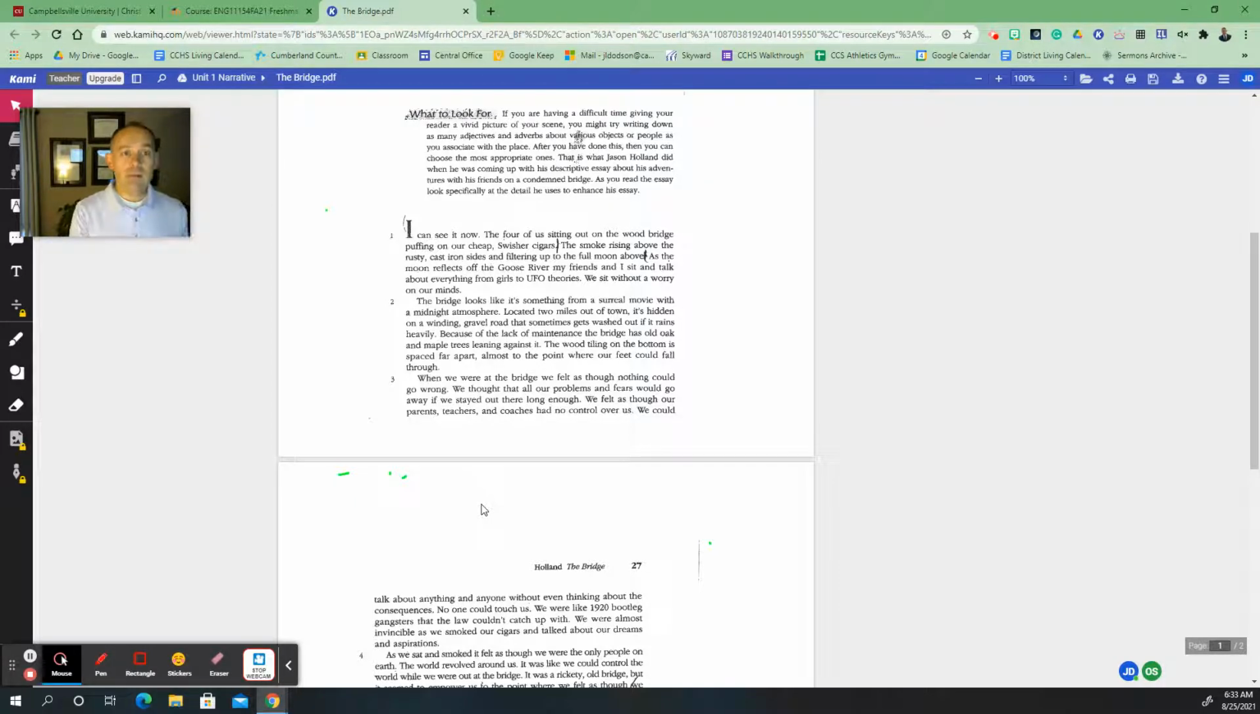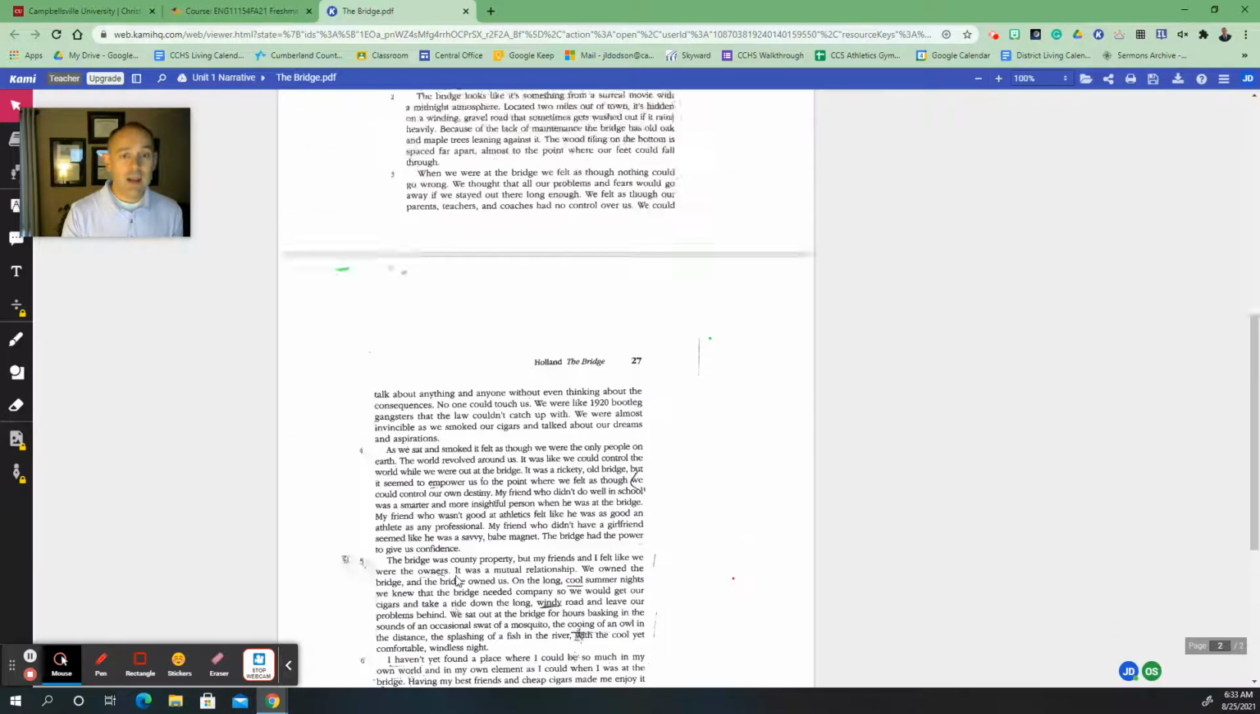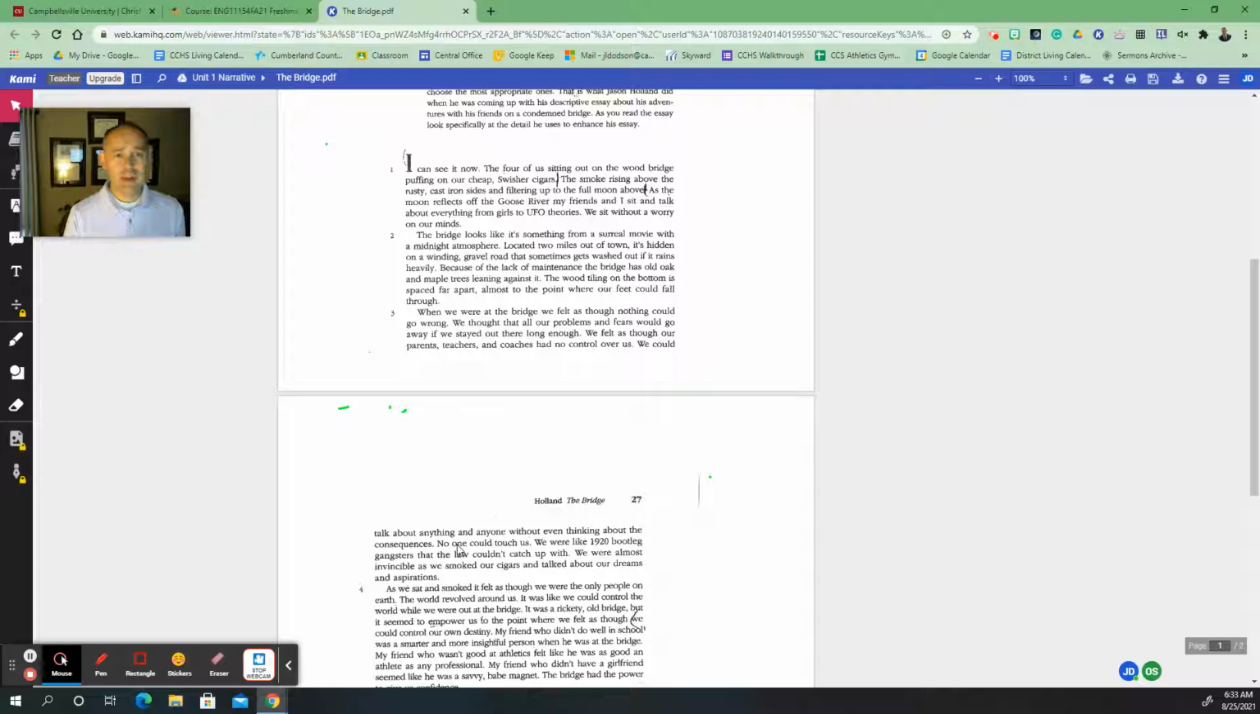We're moving beyond the 5-paragraph essay model to something a little more subtle, a little more sophisticated, because that's what collegiate writing is. It is subtle and it is sophisticated. And that's what I want you to be able to see in The Bridge. So you'll notice that this is a 6-paragraph essay, and the paragraph lengths vary. Some are a little bit longer than others.